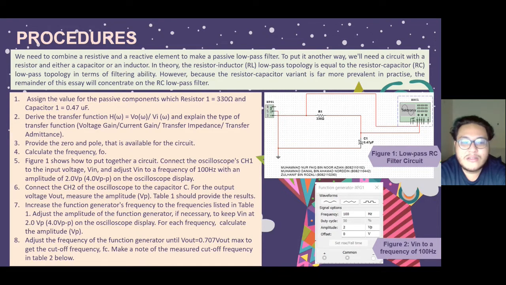After that, connect the oscilloscope to the capacitor C. For the output voltage V out, measure the amplitude Vp. Table 1 should provide the result.